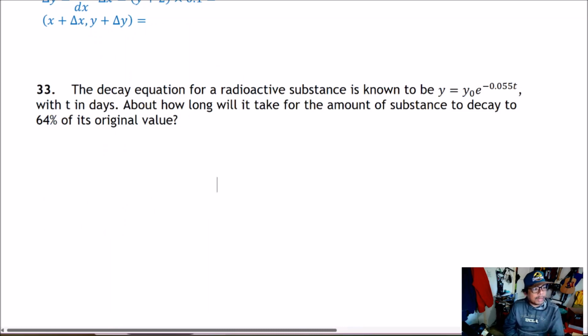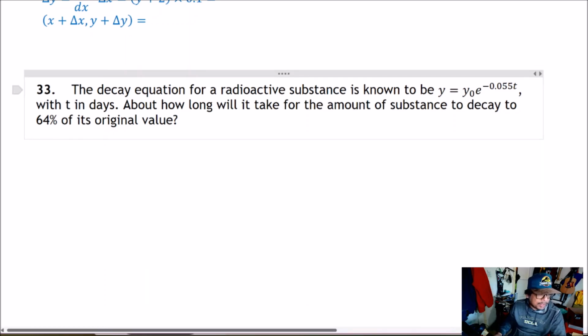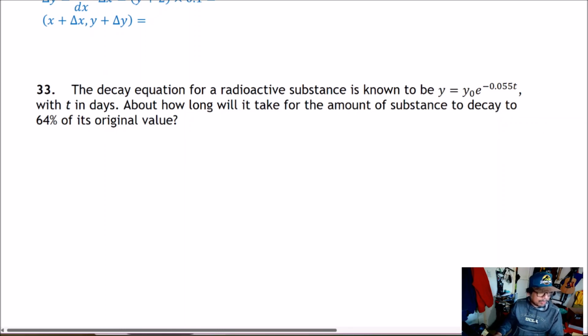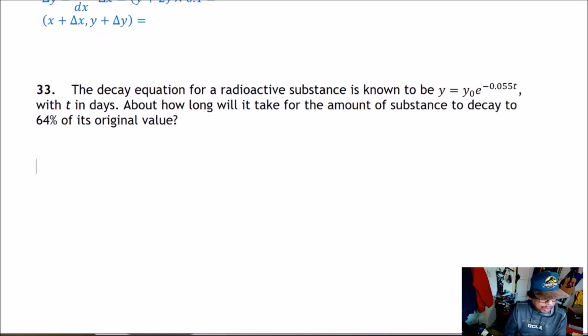Question 33. The decay equation for a radioactive substance is known to be y equals y naught e to the negative 0.055 t with t in days. About how long will it take for the substance to decay to 64% of its original value? Okay, well, for this one, we already have our equation. So we just need to substitute things.